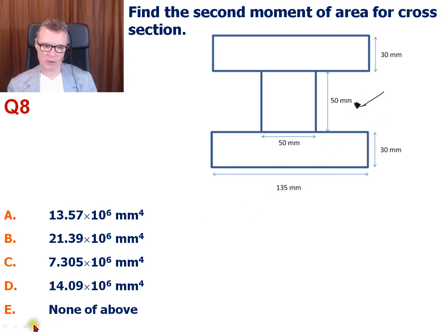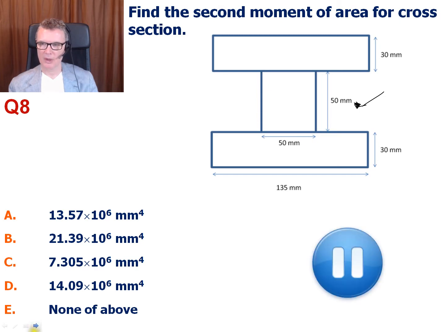You could use the table method, maybe just some simple calculations. Up to you. Do some accountancy, see if you can find one of these numbers, and I'll see how I can do. So when you're ready, press play.